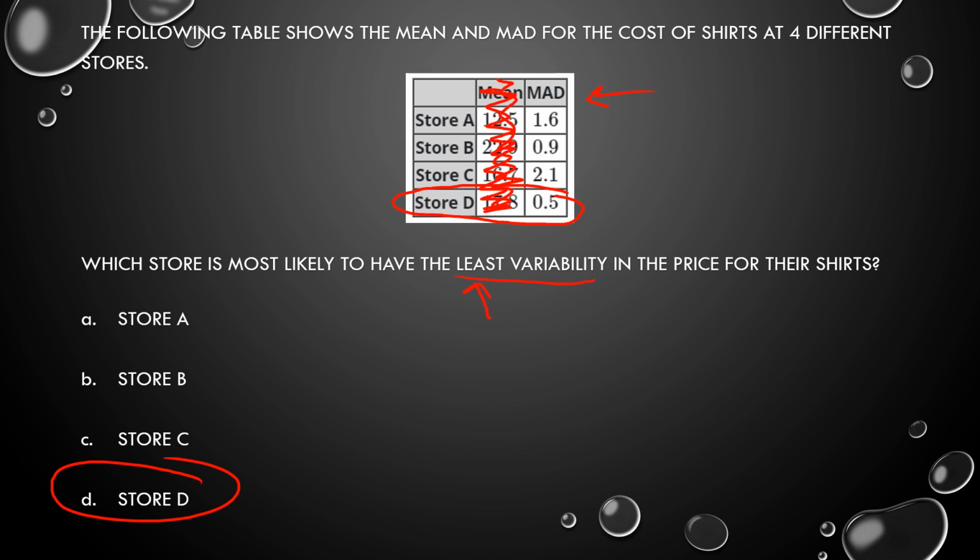Okay, anytime you have a question and it uses the word variability, you need to pay attention to the mean absolute deviation, nothing else. So mean absolute deviation will tell you everything that you need to know about your variability.